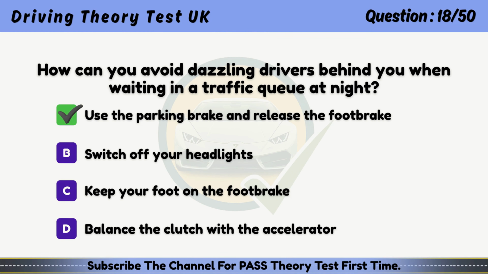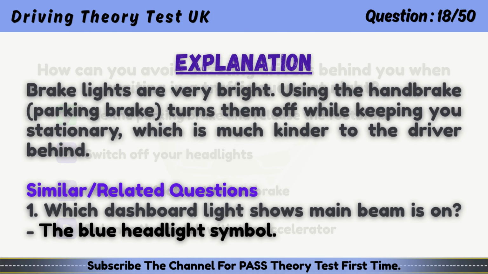Answer is A. Use the parking brake and release the foot brake. Brake lights are very bright. Using the handbrake, parking brake, turns them off while keeping you stationary, which is much kinder to the driver behind. Question 1. Which dashboard light shows main beam is on? Answer is the blue headlight symbol.